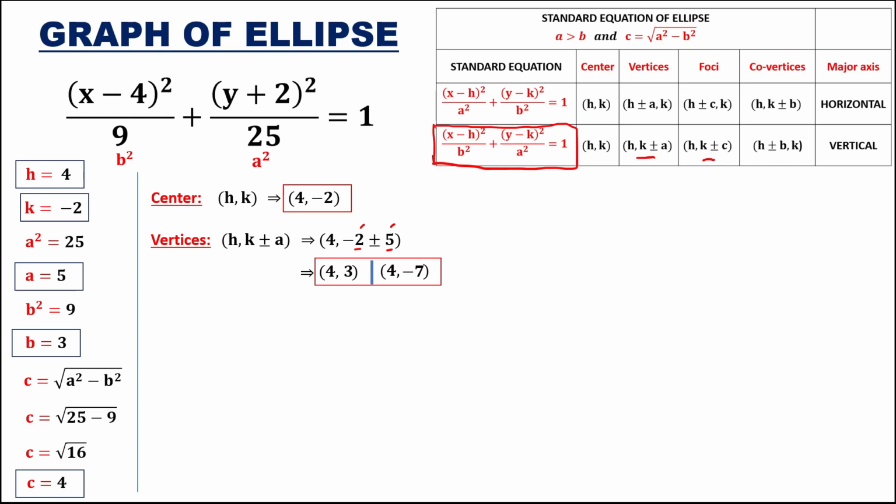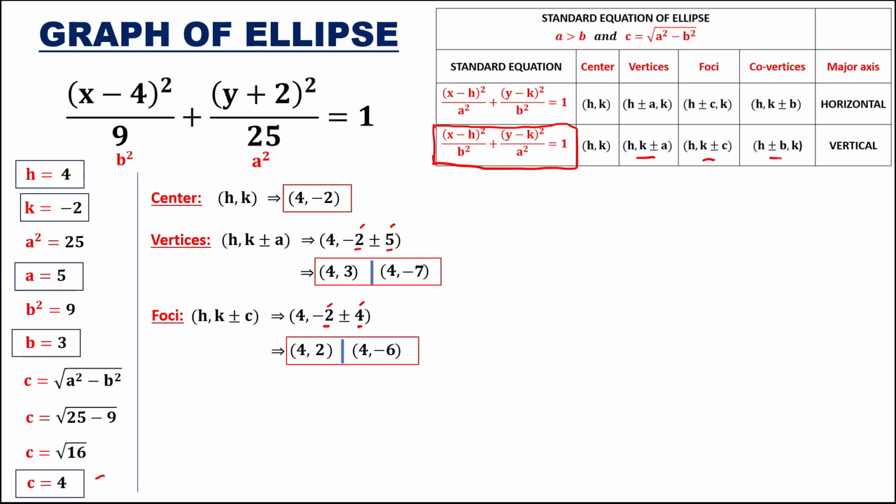Then for the foci, H, K plus and minus C. Then substitute now the values. So H is 4, K is -2, and C is +4. To find the coordinates, -2 plus 4, that's +2. And the other coordinate, -2 minus 4, that's -6. So these are now the coordinates of the foci.